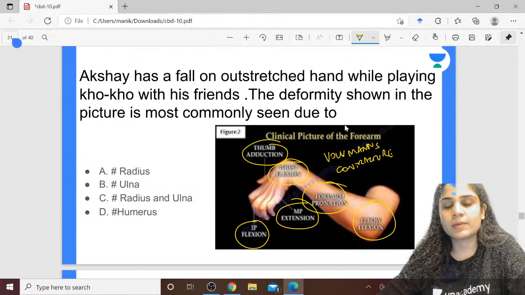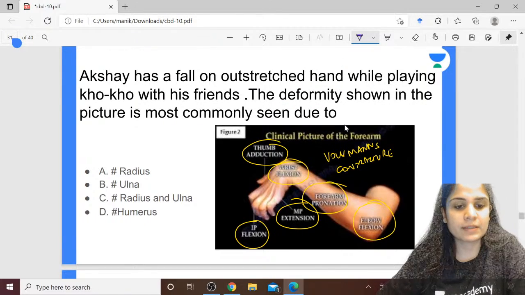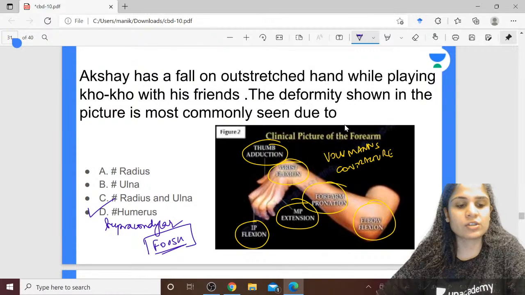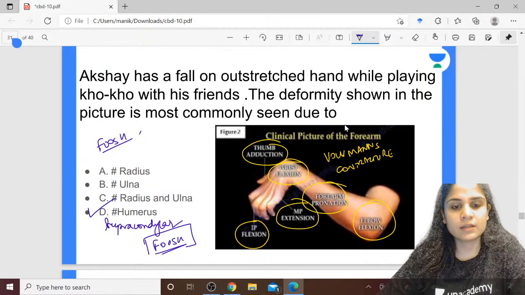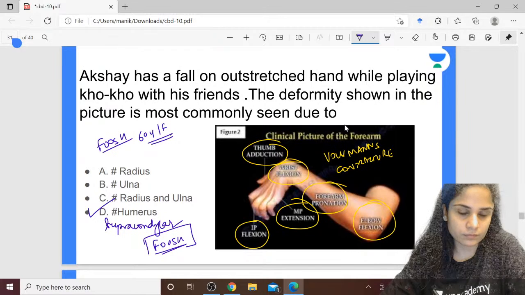And Volkmann's deformity is a long-term complication of which fracture of the upper limb? It is a long-term complication of supracondylar fracture of the humerus. And how does this fracture happen? It happens mainly in children by fall on outstretched hand. Correct? Okay. Now tell me, FOOSH in a 60-year-old menopausal female can cause what fracture?